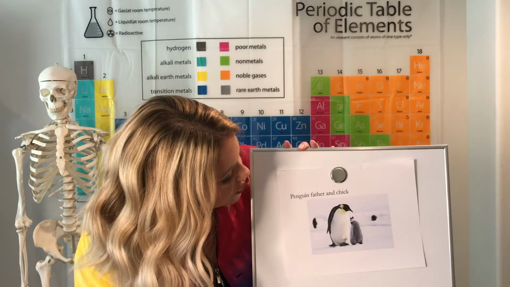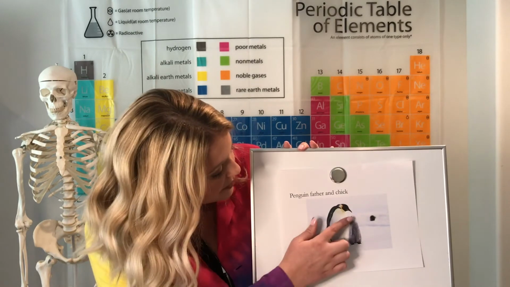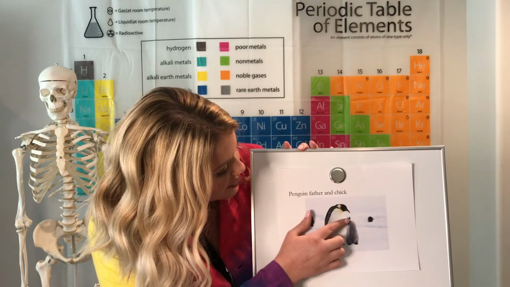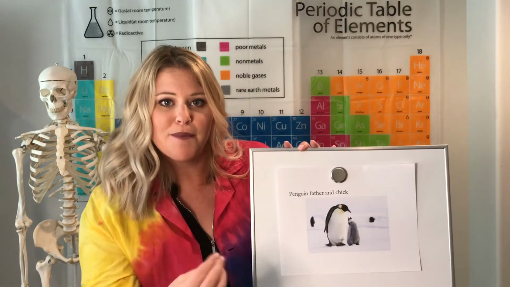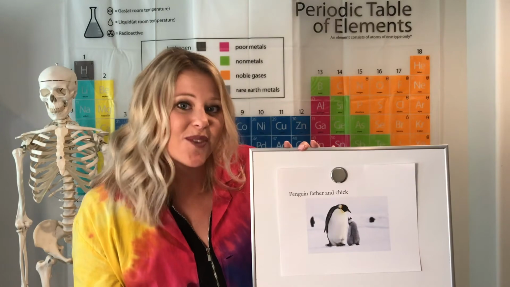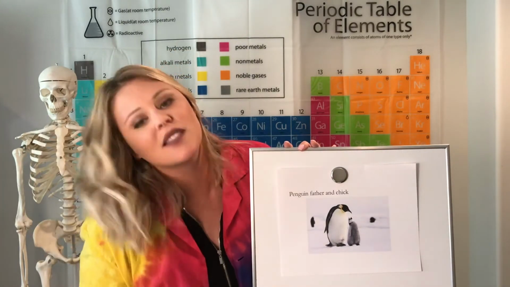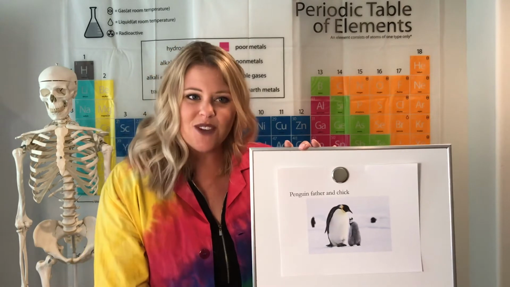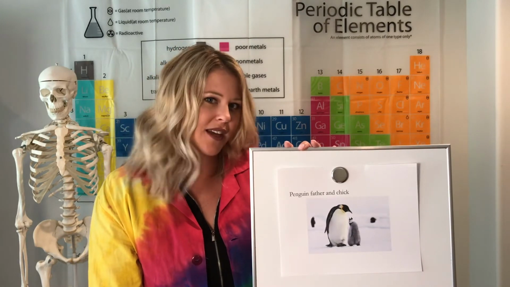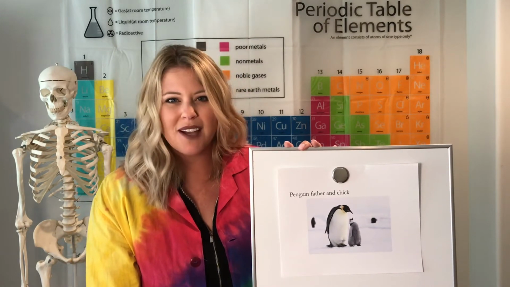Let's take a look. I noticed their beaks. Their beaks are both very pointy. That long beak probably helps them catch krill or the food they eat. So their beaks are similar. Do you notice anything different, or do you know something that's different about chick penguins and the adult penguins?